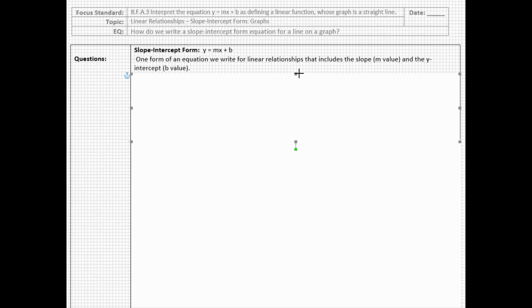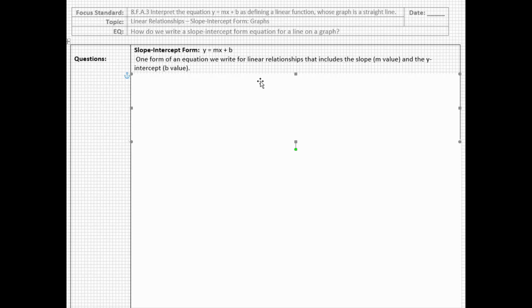So, per usual, we'll start out talking about some vocabulary. The slope-intercept form is this equation right here, y equals mx plus b. This is one form of an equation that we write for linear relationships. It's the main one that we focus on in 8th grade, and it's named for the fact that it includes the slope, the m value, so m represents slope, and the y-intercept, the b value.